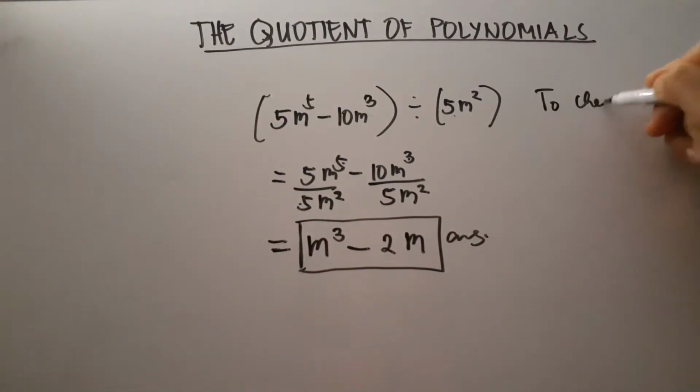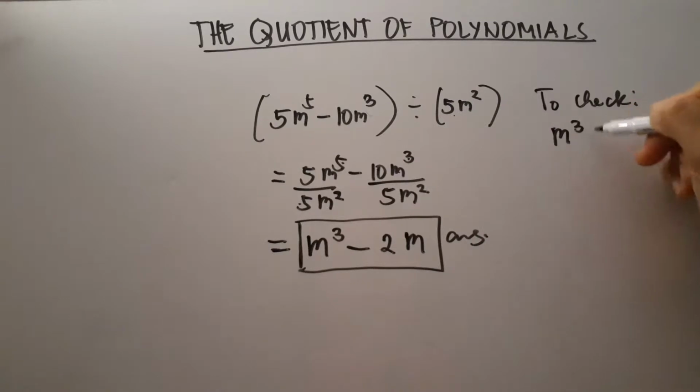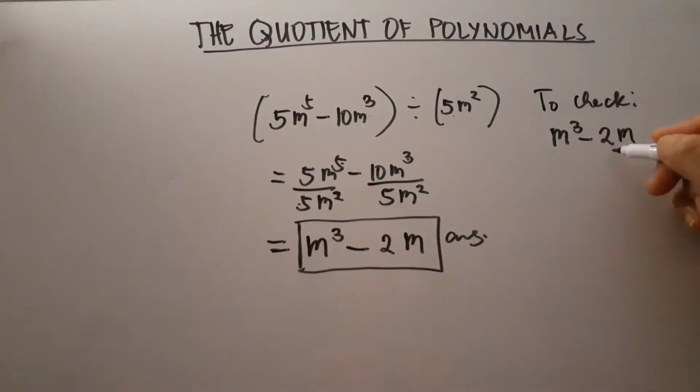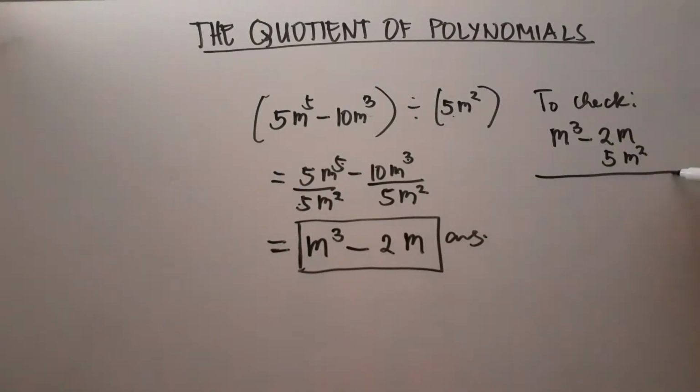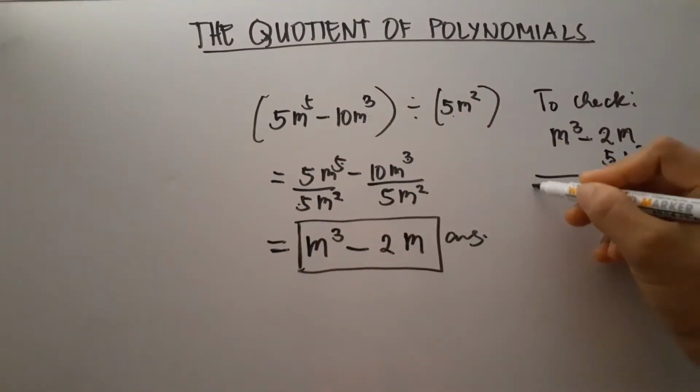And then we recall from arithmetic that division problems can be checked by multiplication. Then to check the polynomial quotient, multiply m cubed minus 2m by 5m squared. So 2m times 5m squared becomes 10m cubed. Negative times positive becomes negative. 5m squared times m cubed becomes 5m to the 5th.